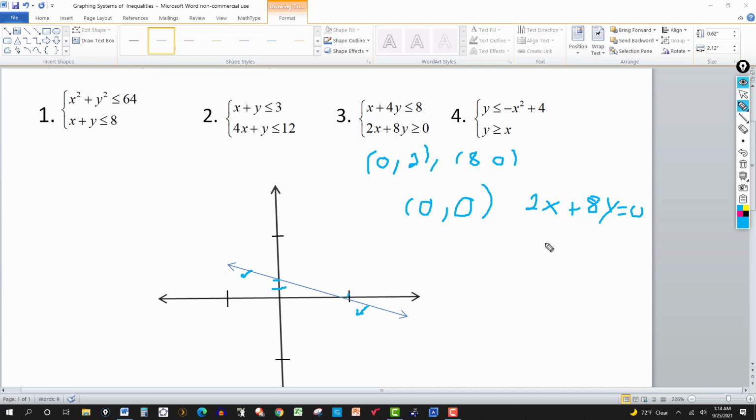So let's pick x to be 4. So x is 4. 4 times 2 is 8. Bring it over, that's minus 8, so y would be negative 1. So that's another point for the second line. So the line passes through the point 0, 0, and 4, negative 1. So that would be that point right there.